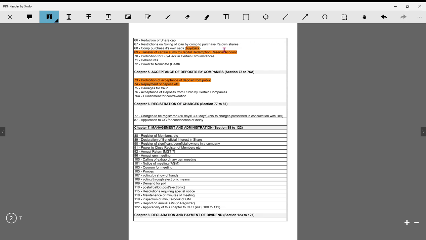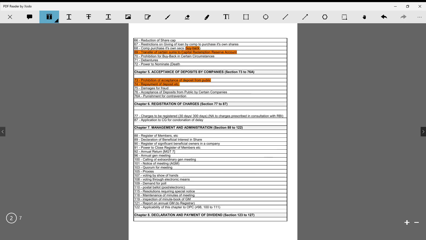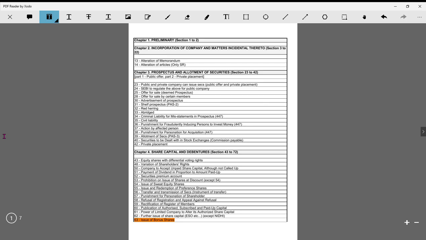restrictions on giving loan by companies to purchase its own shares. 66 reduction of share capital. So when you buy back securities, what happens? You take the shares in and you are going to cancel it, right? So it is going to reduce your share capital. So that is what section 66 deals about. So by remembering the bonus shares alone, you are able to connect so many dots. You are able to go back and say this is the section, this is the section, and now you got 3 to 4 sections in this chapter alone.